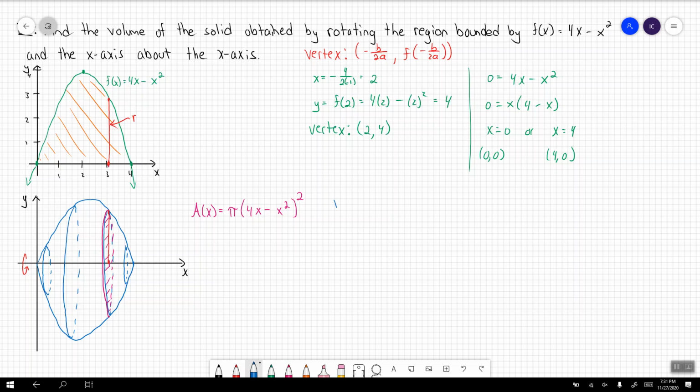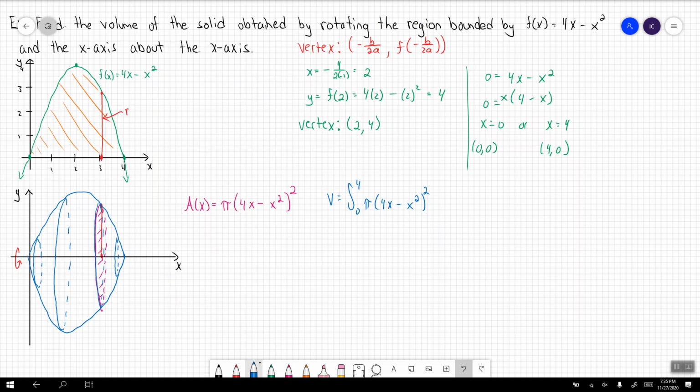So all we need to do now is integrate the area of this cross-section. To complete this, the volume is going to be the integral from the x value of 0 all the way to the x value of 4. That's where our sample points are going to lie. We're going to integrate the area that we found, pi times 4x minus x squared, quantity squared, and then we need the dx. So we're integrating with respect to dx.